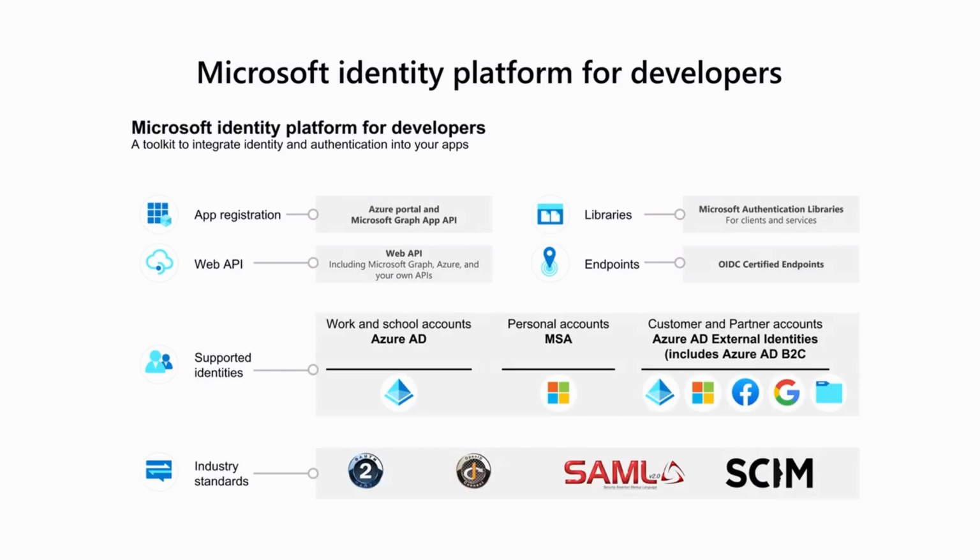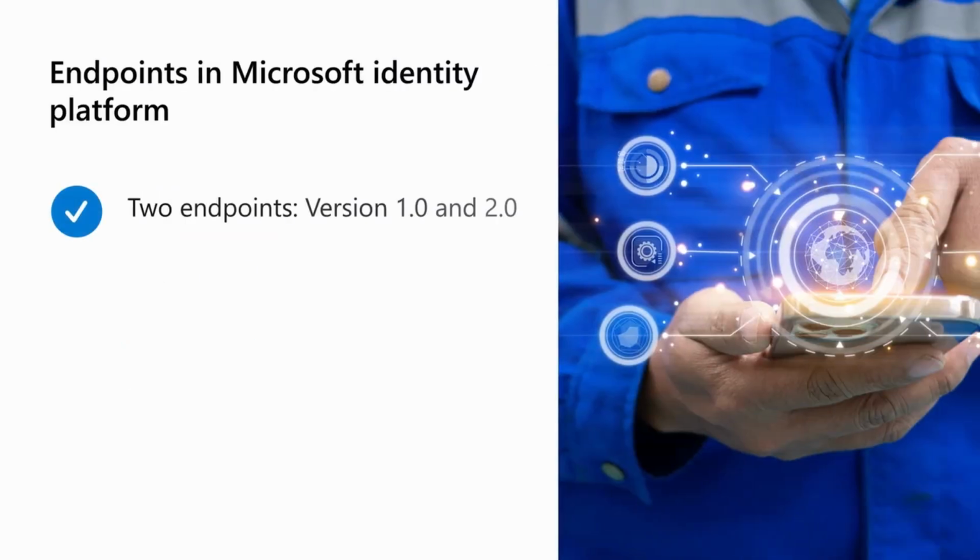Let's look at the diagram which shows the Microsoft Identity Platform for developers. It includes app registration experience, endpoints, and supported identities. The Microsoft Identity Platform has two endpoints, namely versions 1.0 and 2.0, but it's advised to use version 2.0 as the default endpoint when working on a new application.